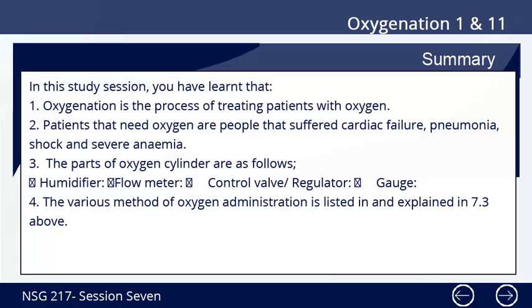Number 3, the parts of oxygen cylinder are as follows: humidifier, that is the calibrated container filled with water to prevent administration of dry oxygen. Flow meter, a calibrated gauge that states the liters of oxygen administered. Control valve or stroke regulator acts as the on and off knob for administering oxygen. Gauge states the amount of oxygen in the cylinder.